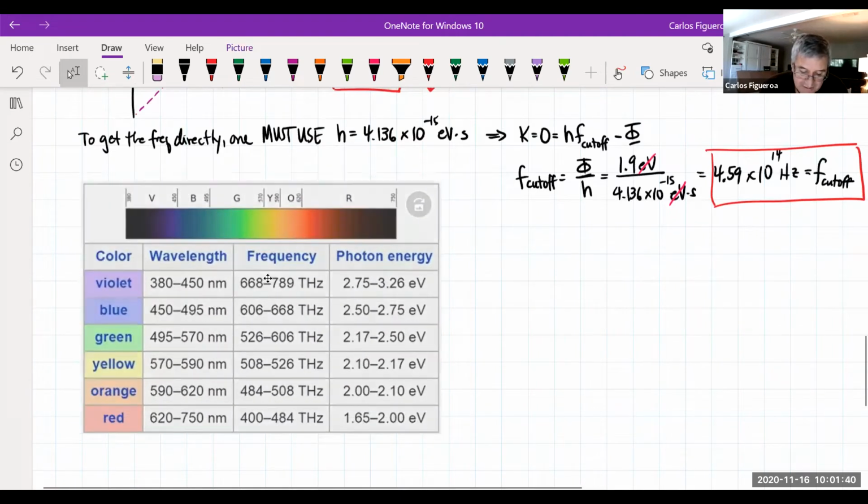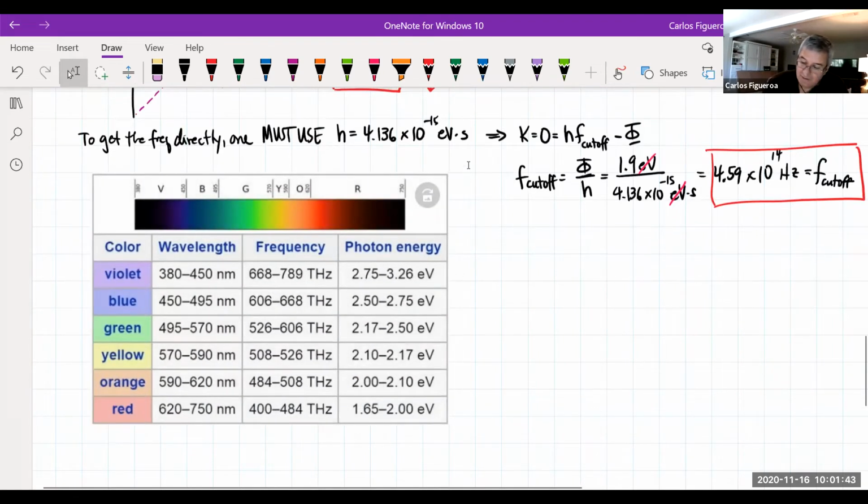And what you're seeing on this table right here is that if I have 4.59 times 10 to the 14 hertz, where is this going to be? Well, this frequency looks like it's going to fall right into this region right here. So you could see that right here is that frequency. It's in between these two intervals here.